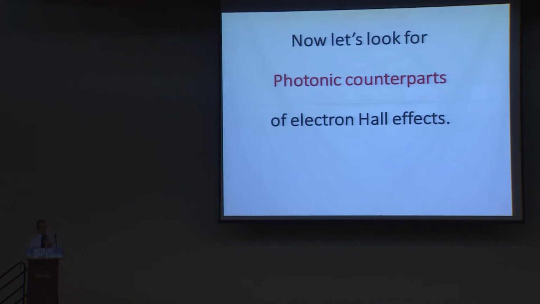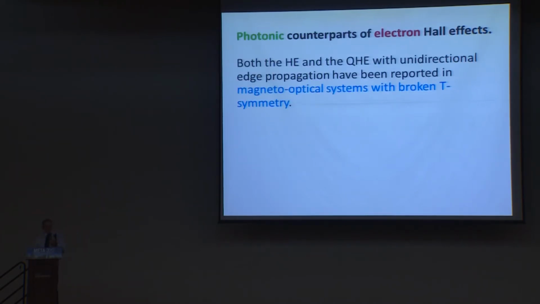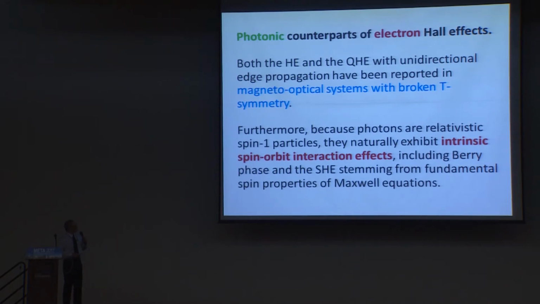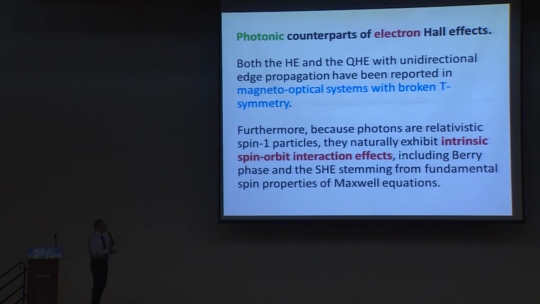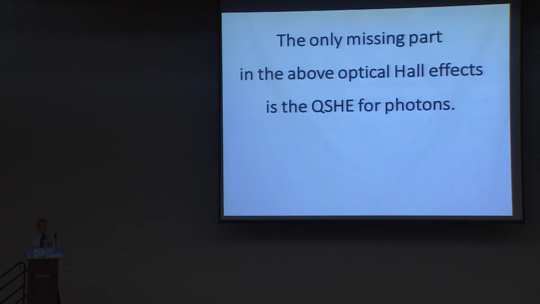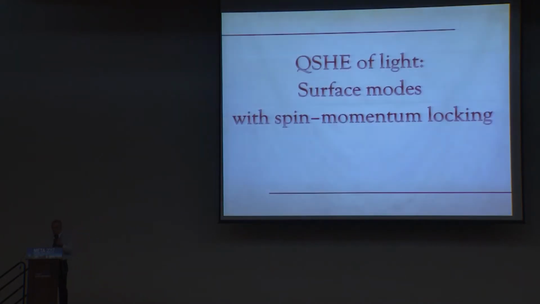So far we talked about electrons, now we're going to switch to photons. Photonic counterparts of electron Hall effects with unidirectional edge propagation have been reported in magneto-optical systems with broken T symmetry, but these are not needed because photons themselves are relativistic spin-1 particles that naturally exhibit intrinsic spin-orbit interaction effects, including Berry phase and angular momentum properties coming from Maxwell equations. So the missing part in the above optical effects is the quantum spin Hall effect for photons.